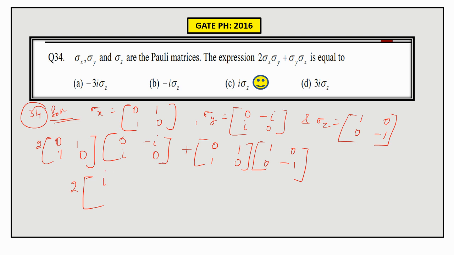This is iota, and this will give 0, 0, 0, and no, no, this is minus iota. Then this is 0, minus 1, and this one will be 1, 0, 0. And now 2 iota. I think I'm doing something wrong.